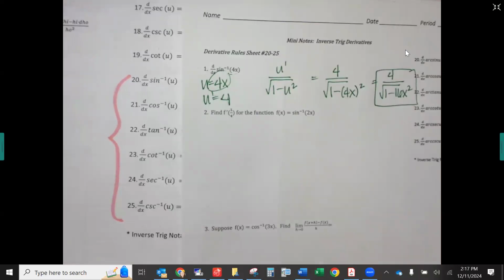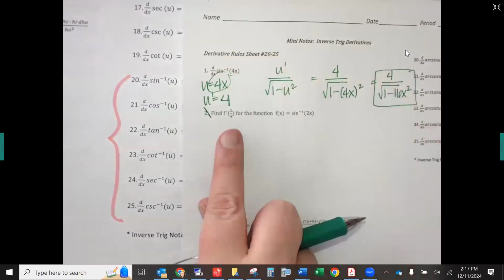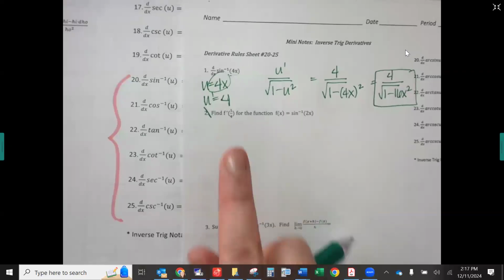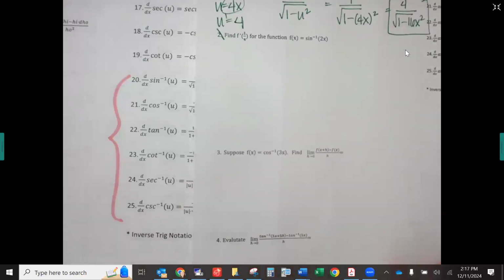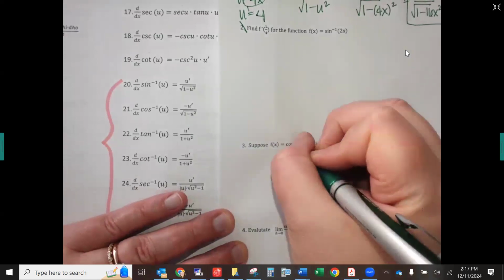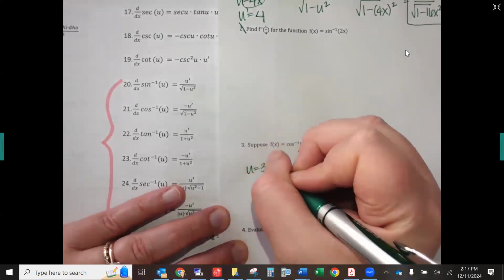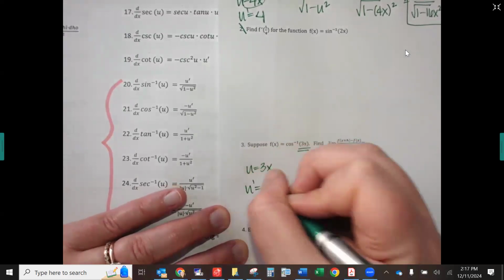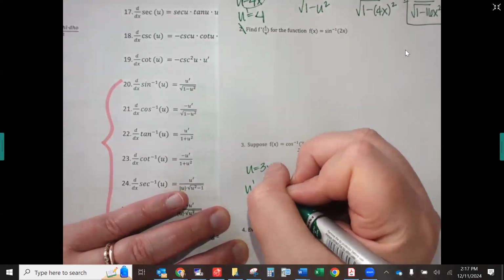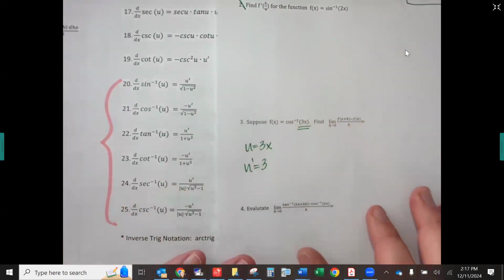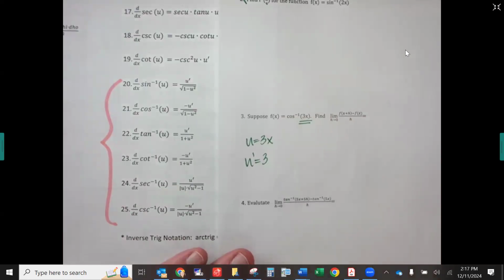Okay? We're going to skip 2 because you're plugging in a number, and on your exam you don't have to do that. So let's go down to number 3. Number 3, I want the derivative of inverse cosine 3x. What is my u? 3x. What does that make my u prime? 3. And what rule am I using off of my rules sheet if I want inverse cosine?